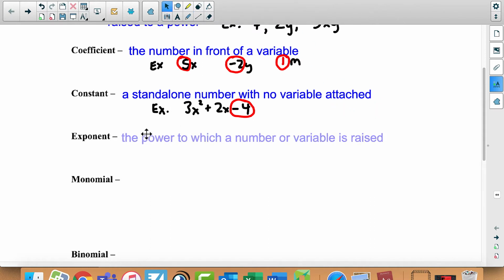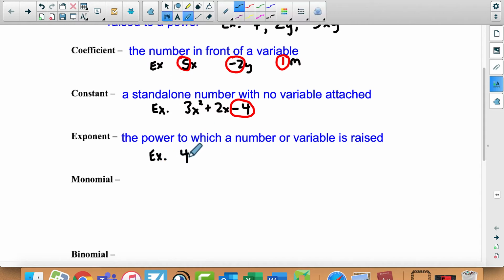Exponent, you know this one. This is the power to which a number or variable is raised. So it could be a number raised to a certain power. I don't know, I'll put a 3 there. It could be a variable. How about an m raised to, I don't know, I'll put a 5 here. Right? This is an exponent, the little number there. This is an exponent, the little number there. How about this one? What's the exponent? Again, I don't see an exponent. If you don't see one, the exponent is 1. So there is an exponent there as well, an invisible one.